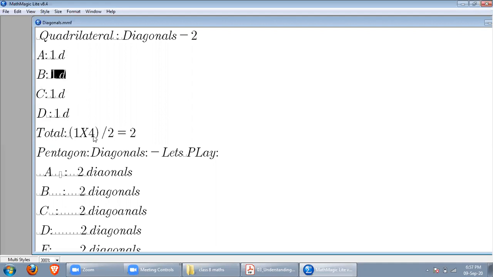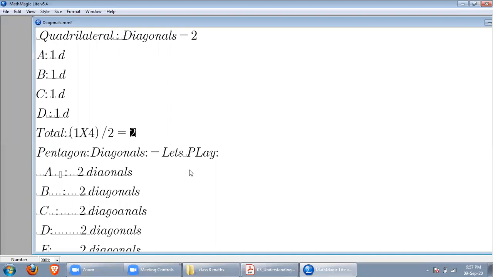Total count will be 4, but there will be repetition of diagonals because diagonal AC or diagonal CA will be the same. Diagonal BD or diagonal DB will be the same. So for that repetition, we will divide it by 2. So the answer will be 2. So it is correct. Diagonal number is 2 for quadrilateral.